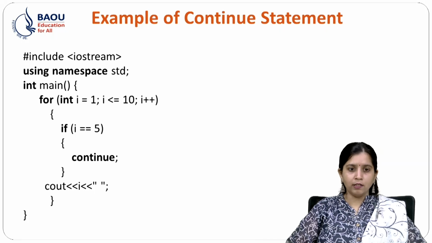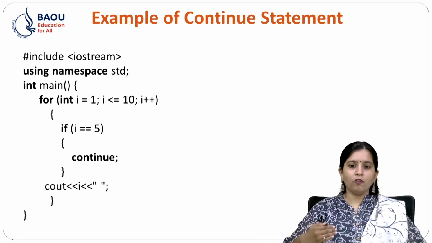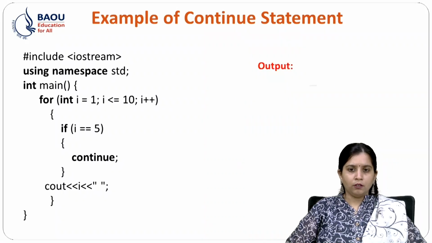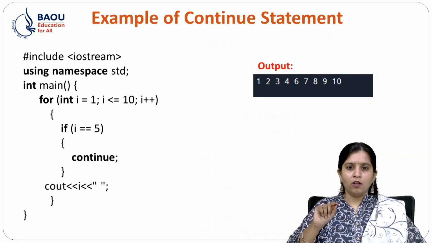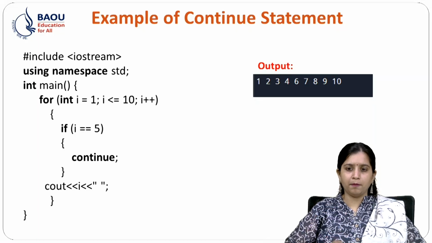What this will do is, when i is equal to 5, that value will be skipped and the other part of the loop will continue. Let's see the output of this program and you will get the idea of the continue statement. So we get 1, 2, 3, 4, and when the value of i is 5, that portion will be skipped and the other part of the loop will be executed. I hope you get the idea about the continue statement.